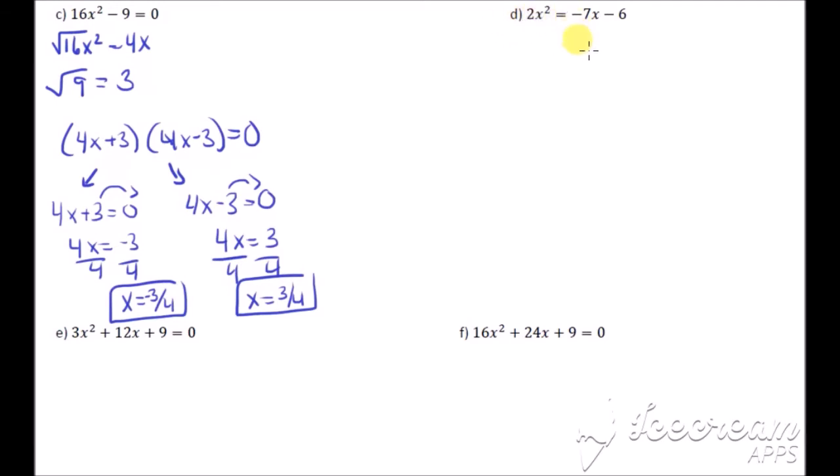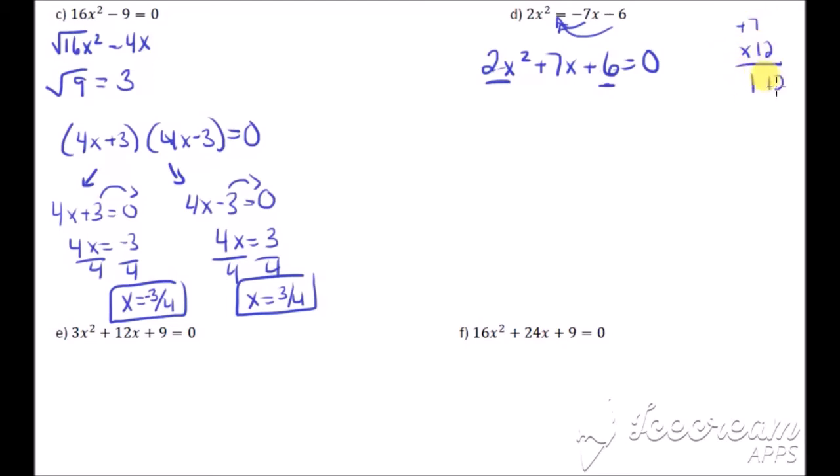Okay, D is not in standard form yet, so what we want to do is simply bring these two terms over, and then we get 2x squared plus 7x plus 6 equals 0. And now we go ahead and factor. So this is actually decomposition because the coefficient of x squared is not 1. So we need to find two numbers that multiply to 12 and add to 7.